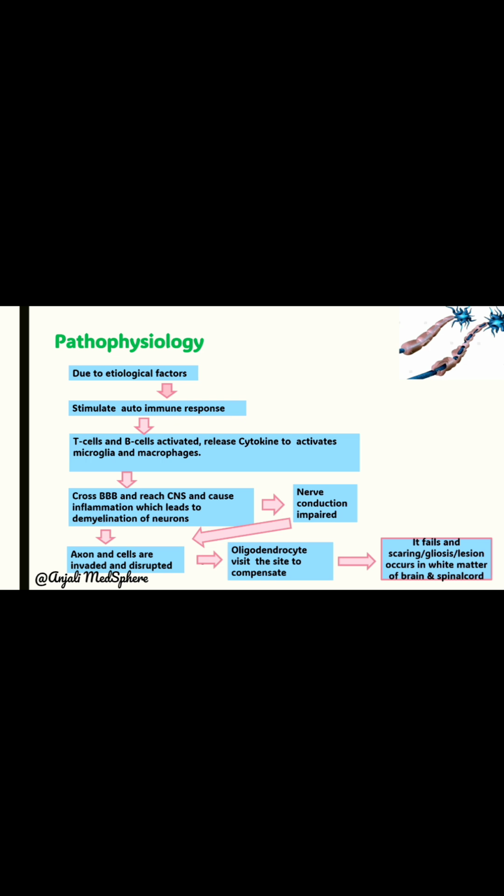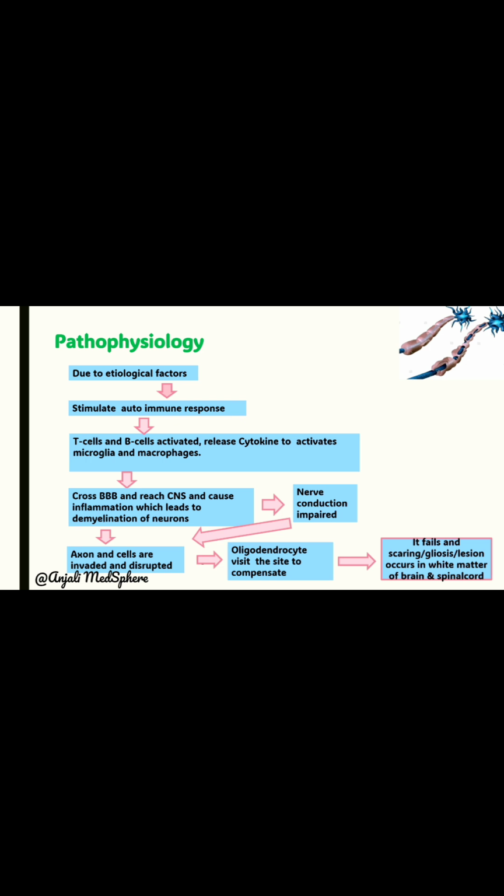As a result of that, it will stimulate the T cells and B cells, which will secrete cytokines, and it will activate the microglia and macrophages. These are the immunity cells. All these cells are activated and produce this kind of cytokine. From the peripheral system, this will cross the blood brain barrier and reach the central nervous system, and inside the central nervous system it again cascades the inflammation process that will disrupt the myelin sheath.